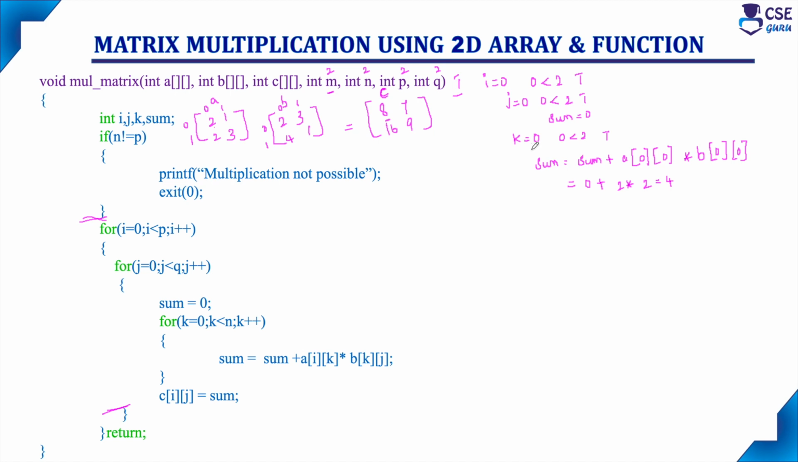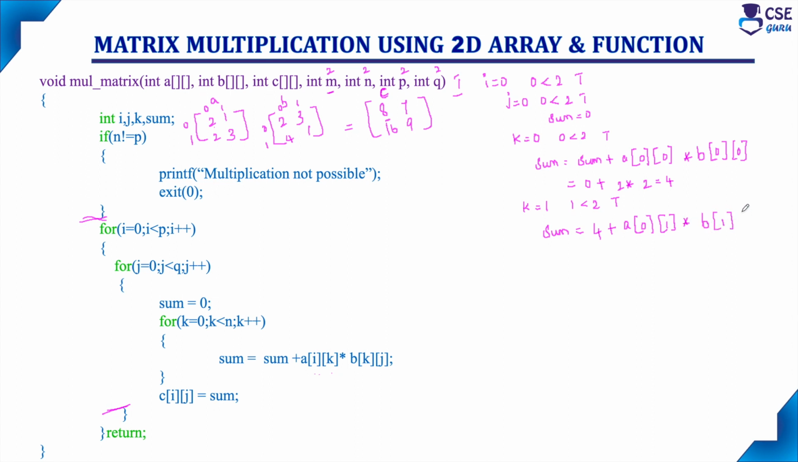Now the inner for loop k will get incremented. Now k value is 1. Check the condition: 1 less than 2. Condition true. Next, sum is equal to sum plus, the sum value in the previous iteration is 4, so 4 plus a of i k. i is 0 only, now k is 1. So 0, 1 into b of k j.